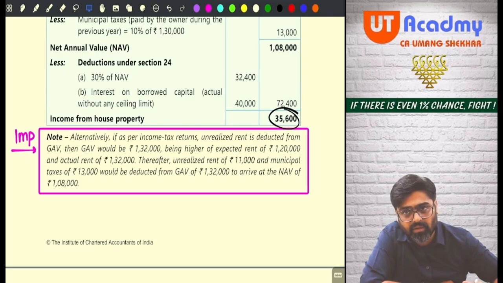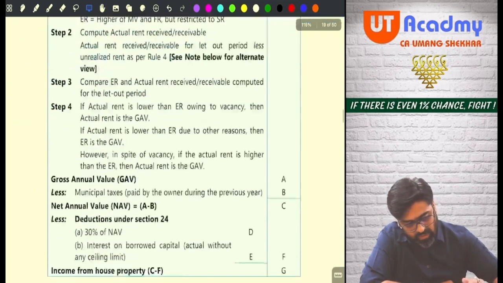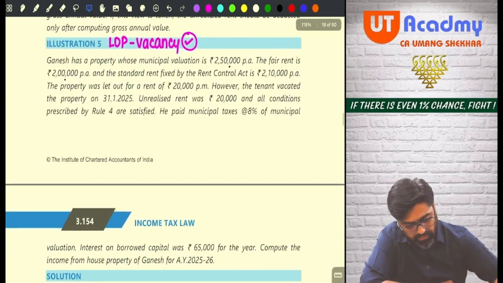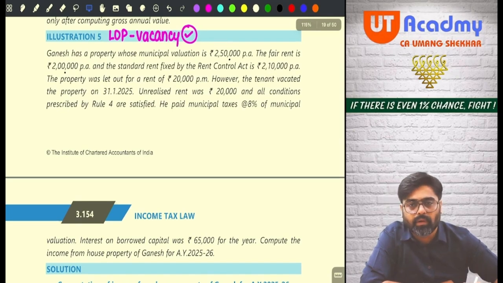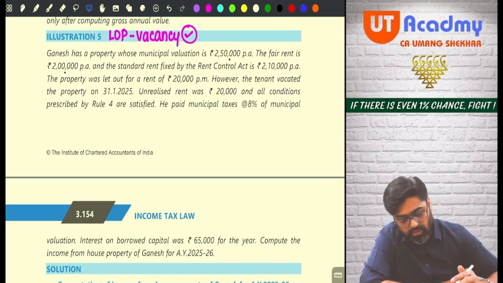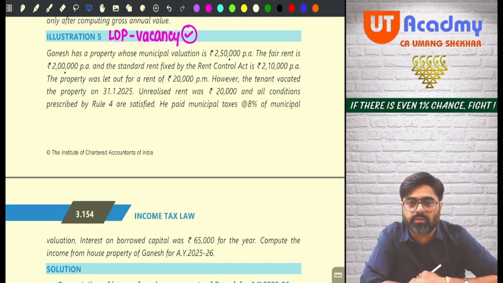Next question. Question number 5. Now this is a case where property is let out, but there is vacancy also.